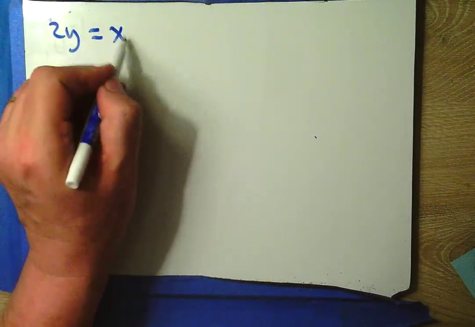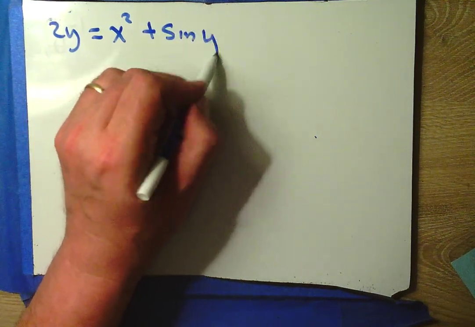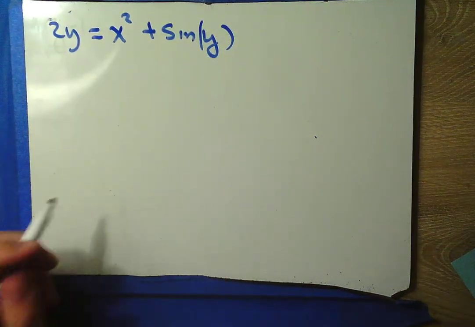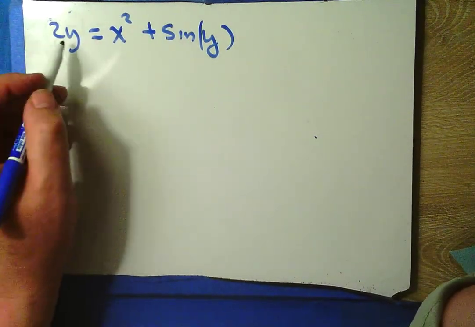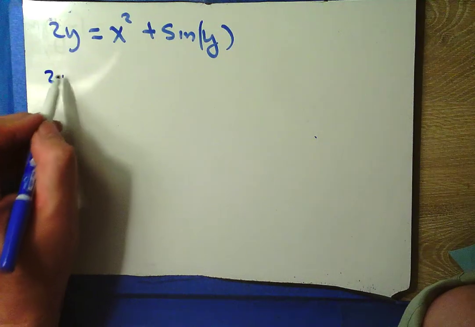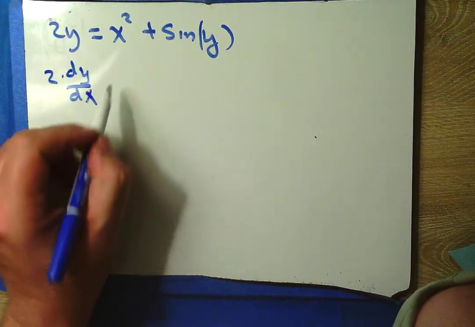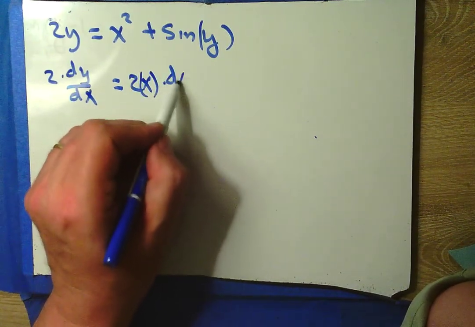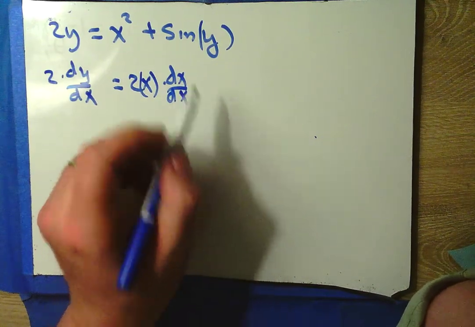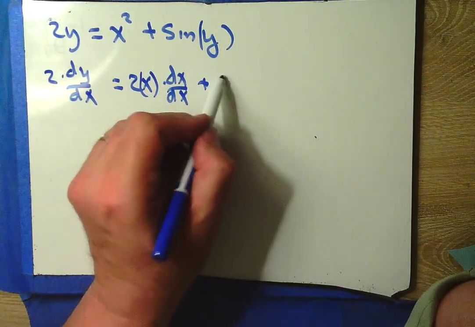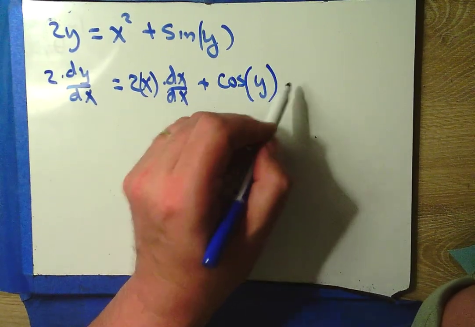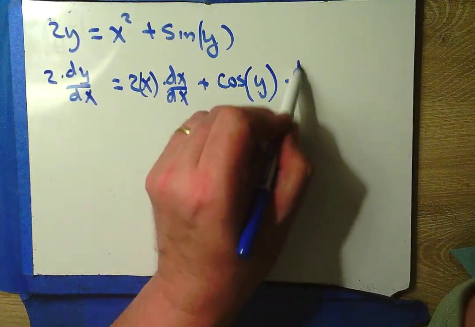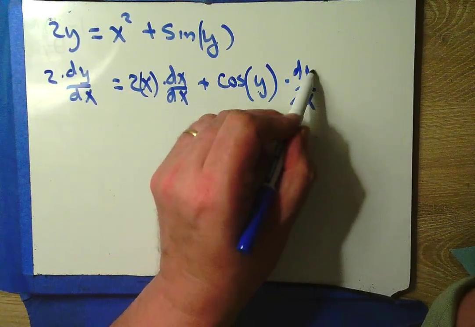How about something tricky? How about 2y equals x squared plus sine y? Not sine x, sine y. All right, so the derivative of 2y, well, that's 2 times the derivative of y with respect to x. The derivative of x squared is 2x. Of course, we could write it as 2x times the derivative of the inside, x with respect to x. And the derivative of sine is cosine. Leave the inside alone because of chain rule. Come back and take the derivative of the inside with respect to x.